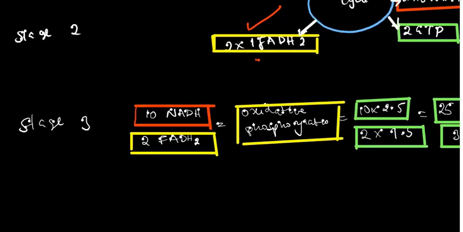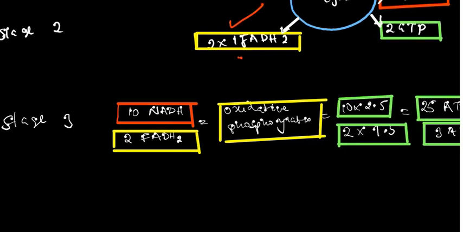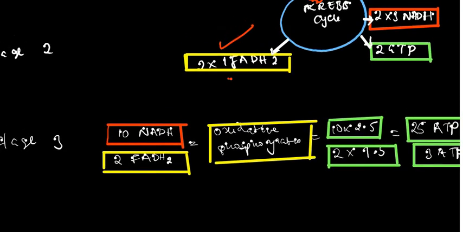Then in stage 3, we are just talking about the number of NADH molecules that are formed due to oxidative phosphorylation, and the total is 10. Okay, 10 NADH and 2 FADH.